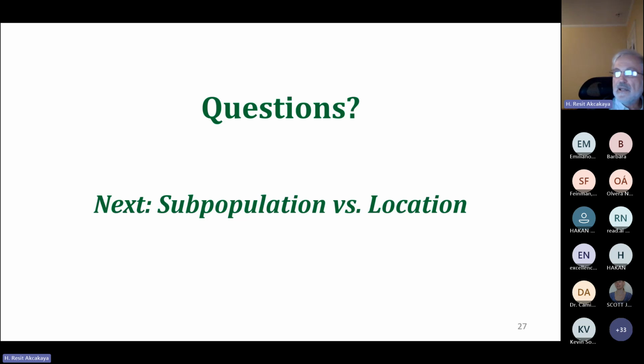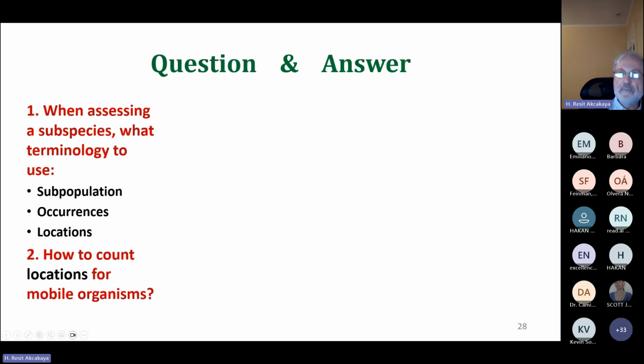Okay, next, subpopulations versus locations. This is a set of complex topics that have to do with severe fragmentation, subpopulations, locations, etc. So let's get going. One question I got this time was, when assessing a subspecies, what terminology to use: subpopulations, occurrences, or locations?